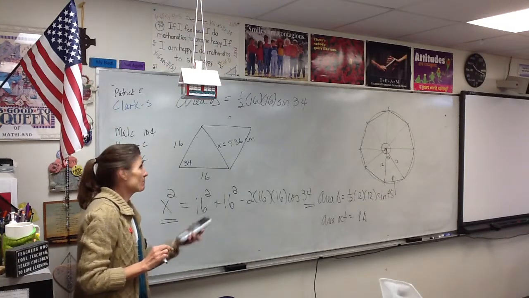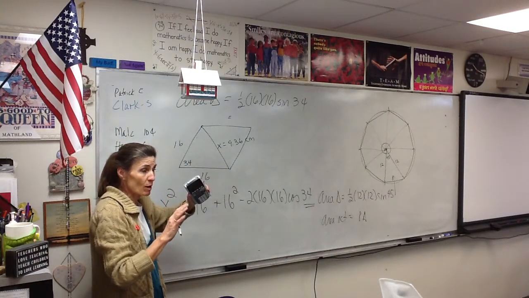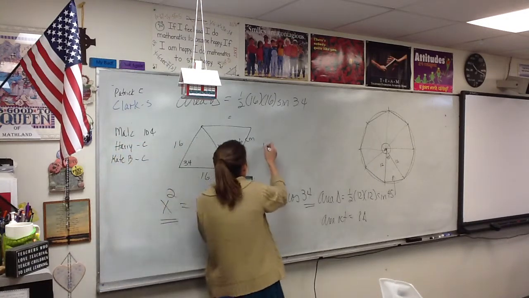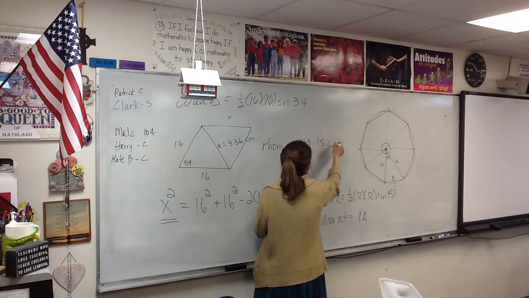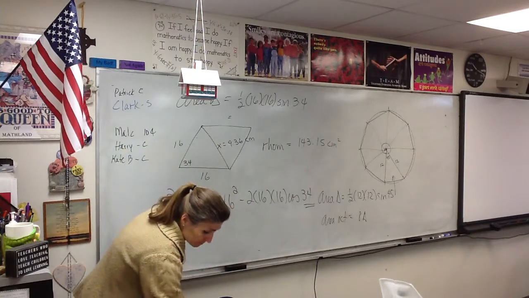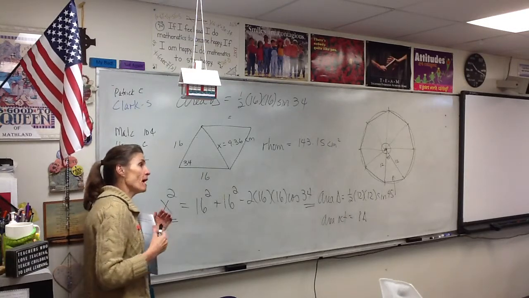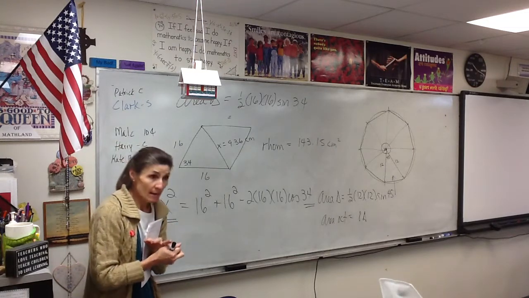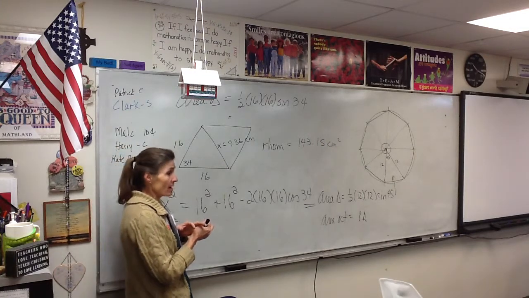I got 71 for the triangle here. Did you? Okay, don't get excited. What do we need to do to that to get the area of the rhombus? We got to times it by 2. So my rhombus has an area of 143.15 square centimeters. If you are finding an angle or a side, you're going to use the law of sines or cosines. Don't do area unless it says find the area.